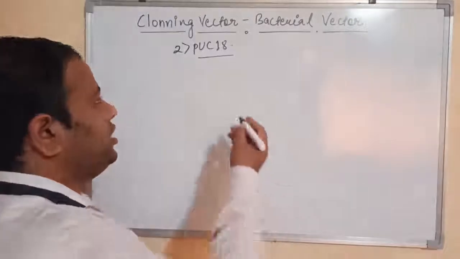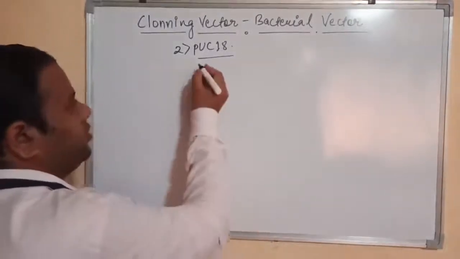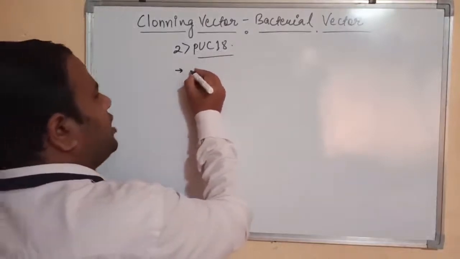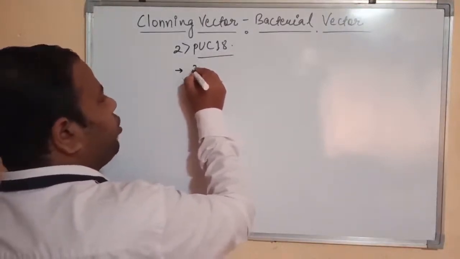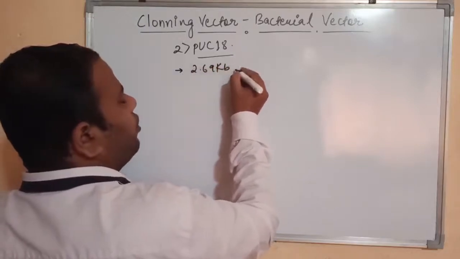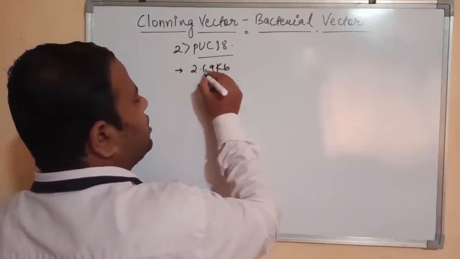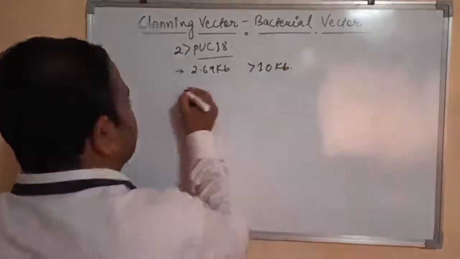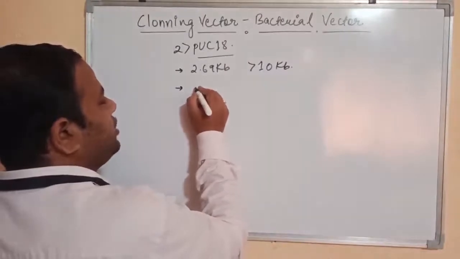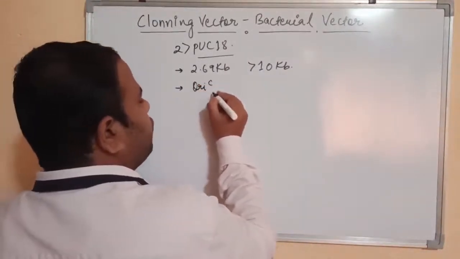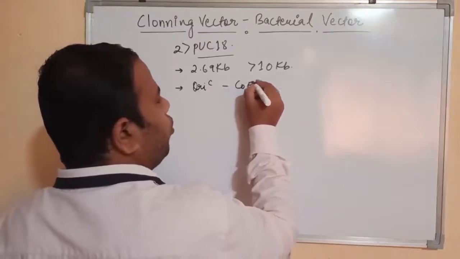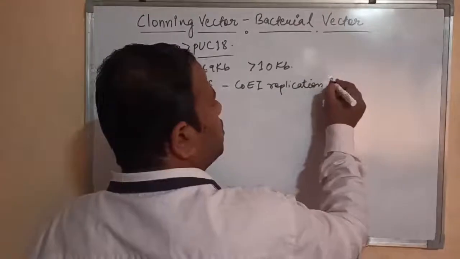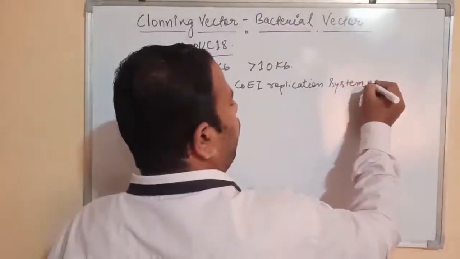Now let us see the next plasmid vector, that is the pUC18 plasmid vector, from the family of plasmids from the University of California. Its size is 2.69 kb and it can clone a fragment less than 10 kb. Okay, so this plasmid has various genes such as ORIC, that is the origin of replication, taken from the ColE1 replication system of E. coli.